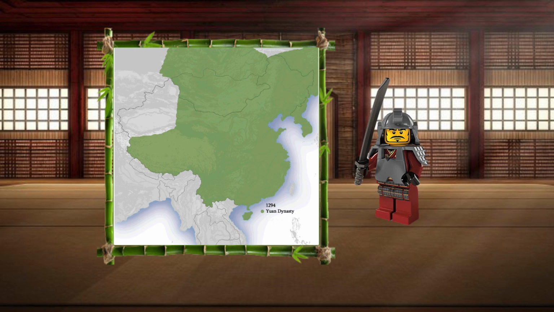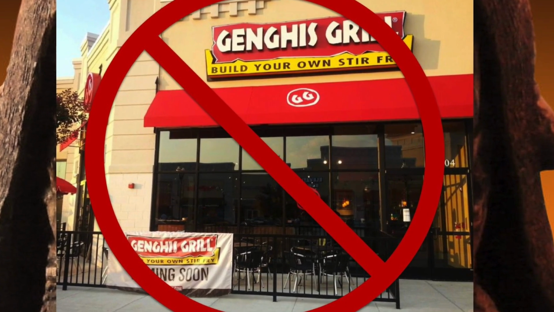The Yuan Dynasty was a Chinese dynasty that lasted from 1271 to 1368, established by Kublai Khan, at the time leader of the Mongol Empire and a descendant of Genghis Khan. And yes, I do mean the infamous warlord and not that Mongolian place down the street.